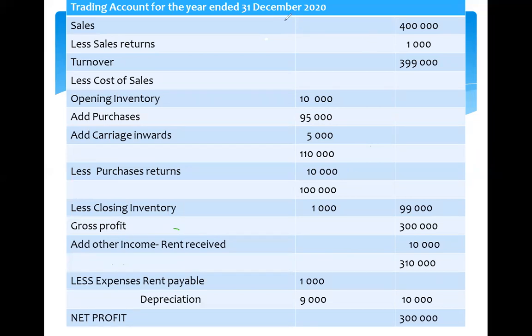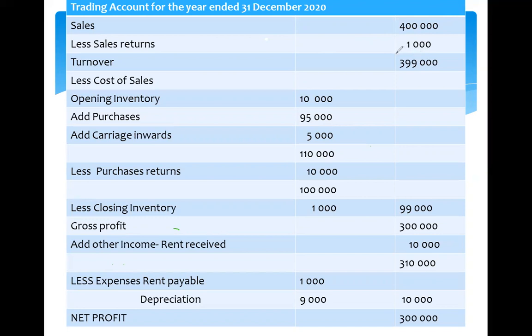I hope you managed to take the heading. The heading is like this. I want to take my pen here, so it might obstruct you. We are going to start with our sales. These are fictitious figures that I've just placed there. So it's 400,000 minus sales returns of 1,000. We get 390.